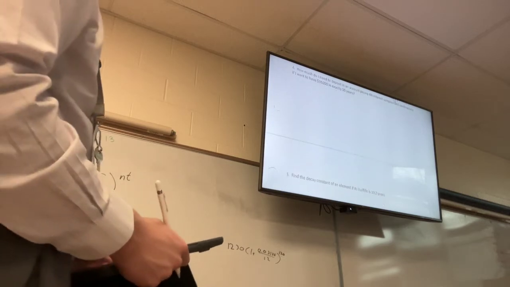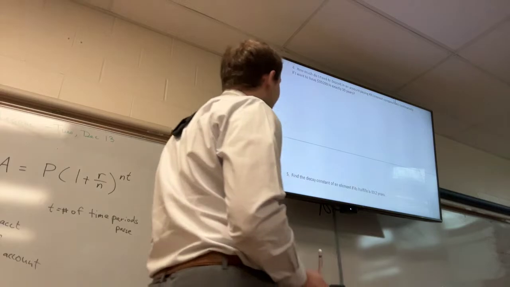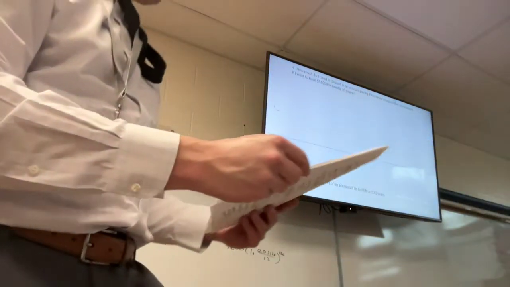How much do I need to deposit in an account paying 4% interest compounded continuously if I want to have $35,000 in exactly 10 years?